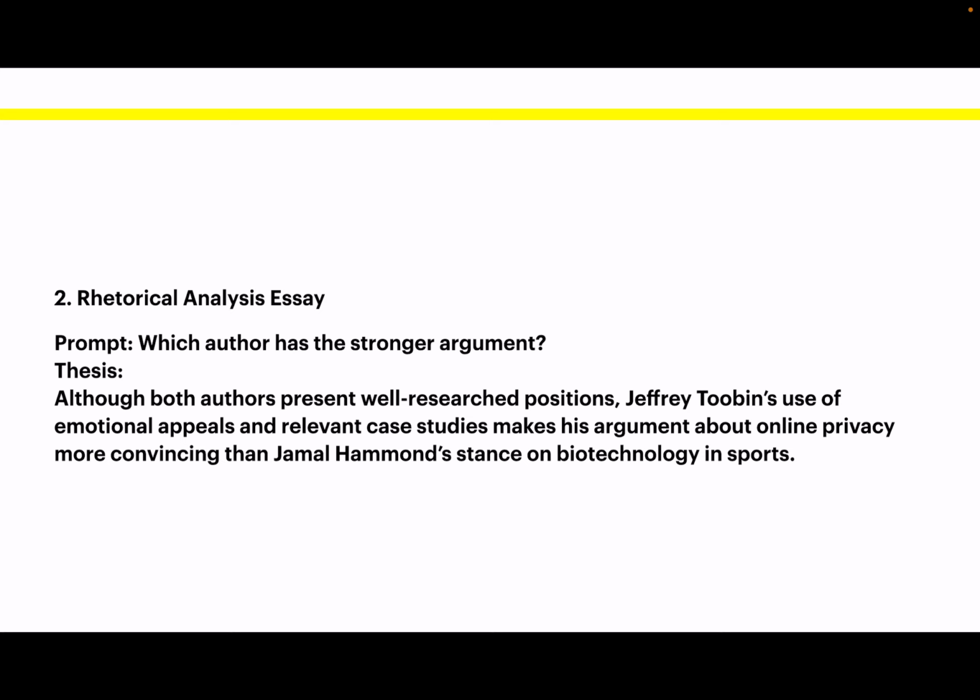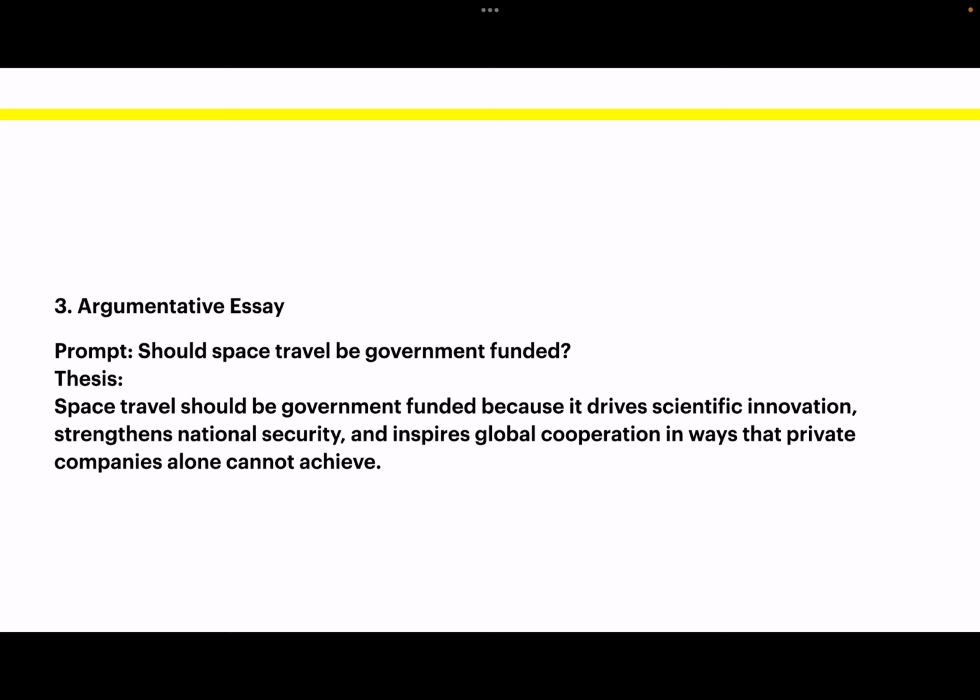And you can see in this example that the thesis leaves you with no questions. As the reader, you know which author this writer thinks has a stronger argument. And my final example is for an argumentative essay. While your prompt might be different for your professor, what you can see in this example and in all the examples is that the thesis is very specific. Your introduction would lead into this, so this would be the last sentence of your introduction. And for more information on introductions, you can see my TikTok on introductions.